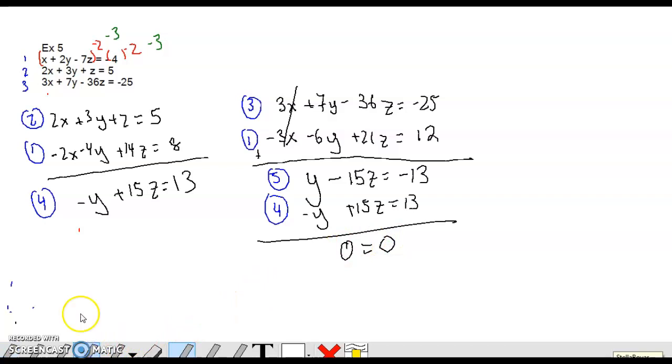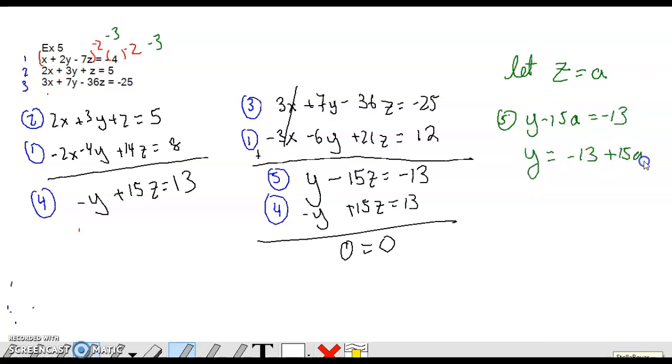So this is where we come back. This time I won't color coordinate it. I'm just going to write it in green. So I'm going to say, again, let z equal a. Again, it doesn't really quite matter. Do use one of the variables that we still kind of have left. So that kind of makes it easier. So I'm going to say let z equal a. So then I'm going to plug it into the fifth equation. So y minus 15a is equal to negative 13. So y is equal to negative 13 plus 15a. That was simple enough, right?